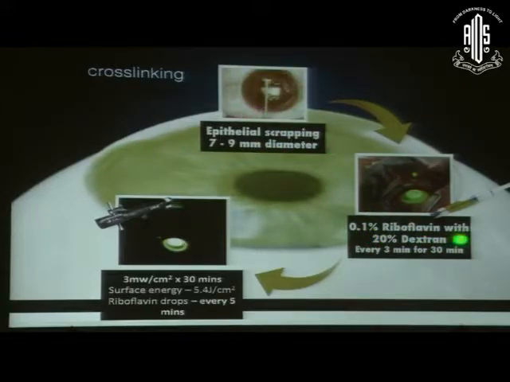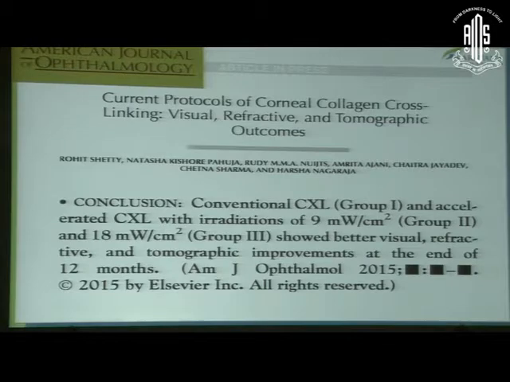The third question is, what protocol do I use? Because I'm using 3 milliwatts for 30 minutes, and there are a lot of new things which keep coming. Should I go for them or stick to the same one? This is a very big question which people keep asking, because this is a regular protocol. You can use the 0.1% riboflavin with or without dextran for 3 minutes or 30 minutes. This is the classic protocol. This is what was done in Lisbon and what we always used for many years.